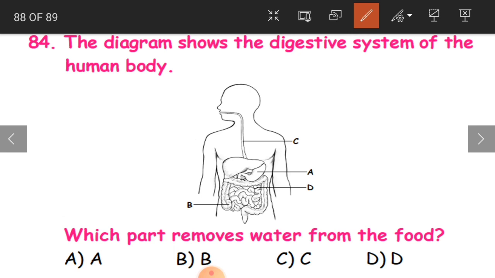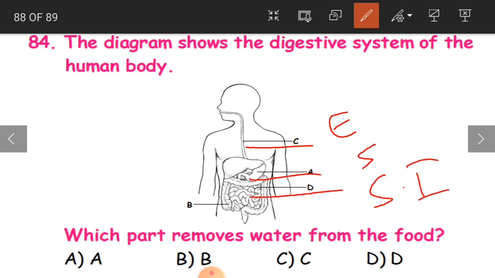The diagram shows the digestive system of the human body. Which part removes water from the food? C is esophagus, A is stomach, D is small intestine and B is large intestine. Normally the part that removes water from food and eliminates all the waste is the large intestine. So B is the correct answer.